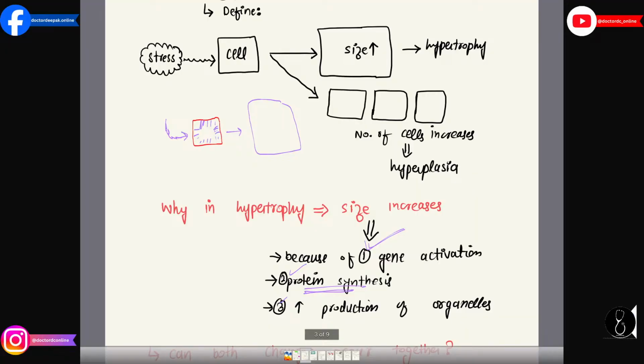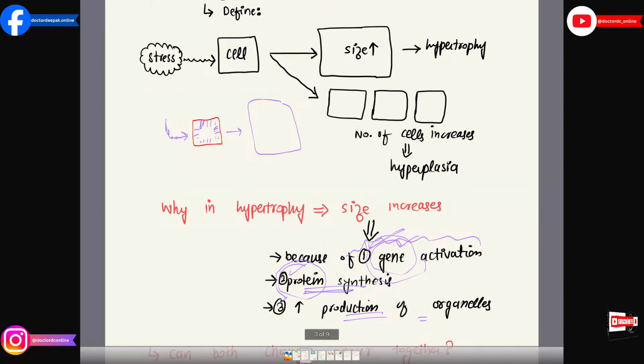Now, we know that in our body, when we make proteins, we have to activate certain kinds of genes, and genes are present in every cell of the human body. So if you are going to increase the protein synthesis, you have to activate the genetic machinery of that cell. So this is the second thing. And the third thing, whenever the cell is going to increase its size, we have to increase the production of organelles. So basically, these are the three changes which will lead to cell size increase.